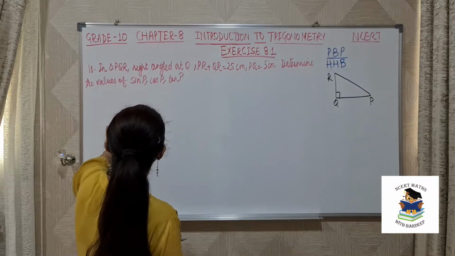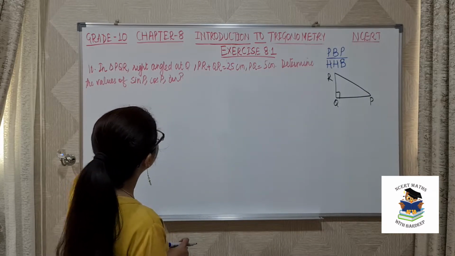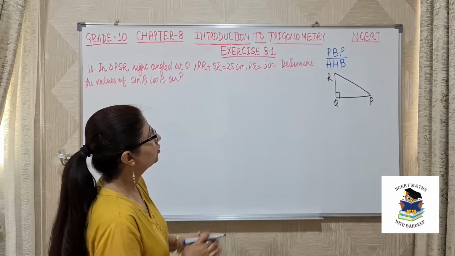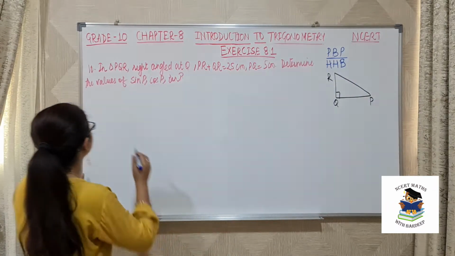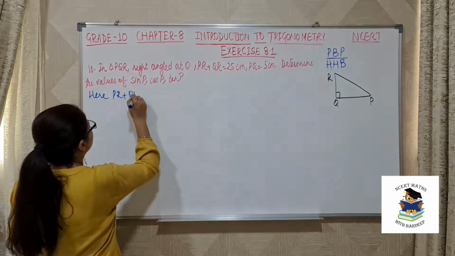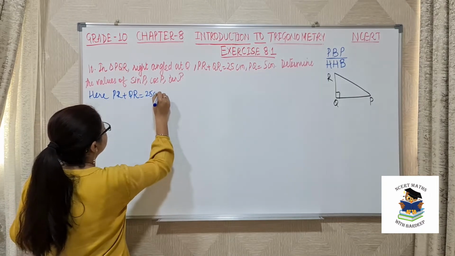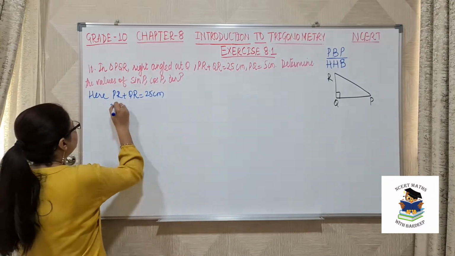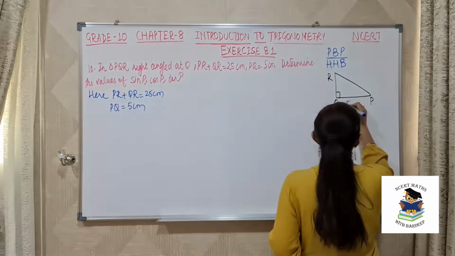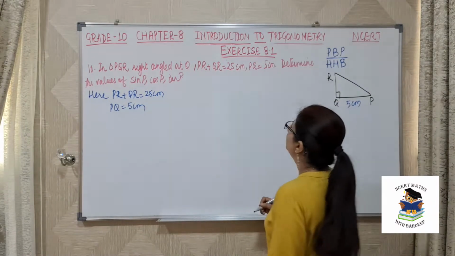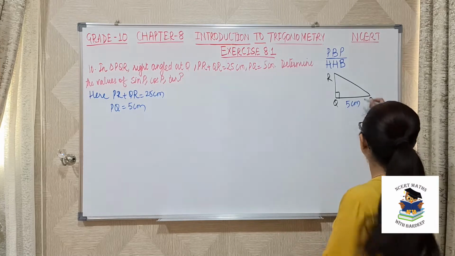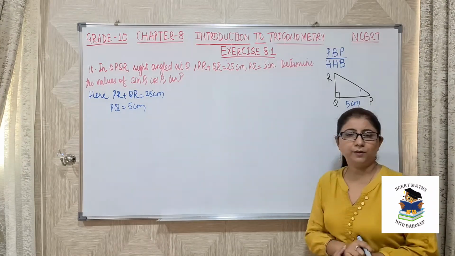So our 10th question is: in triangle PQR, right angled at Q. This is what I have made. PR plus QR, so the sum of two sides is given to us. So we can write here PR plus QR is 25 centimeter and PQ is 5 centimeters. So PQ we can mark here, that is 5 centimeter. Determine the value of sin P, cos P and tan P. So that means angle P is our target.